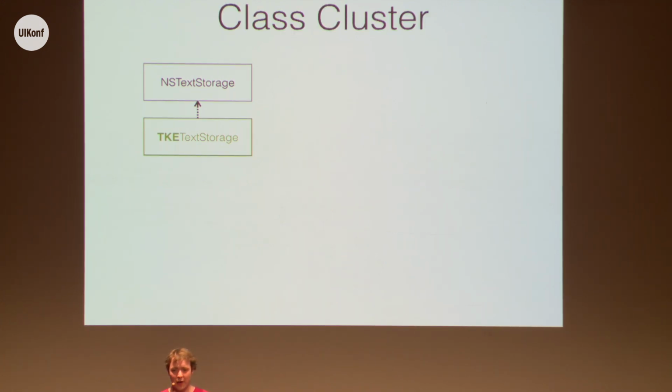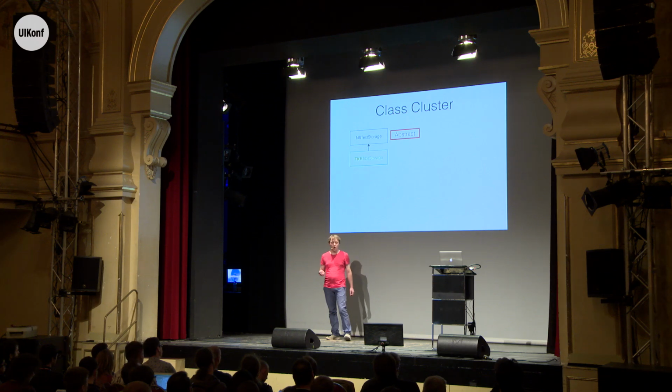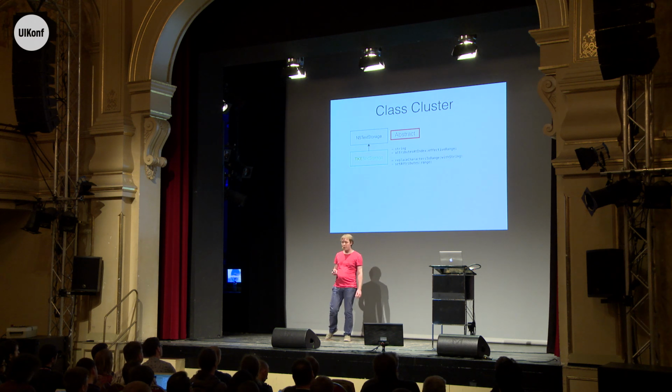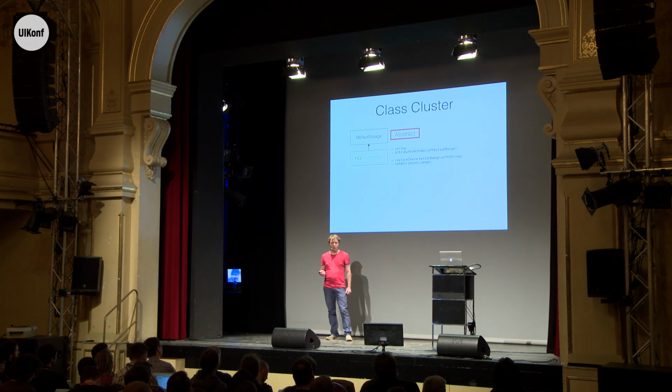Almost. You know class clusters? I hope so. If not, class clusters means that the NSTextStorage class is abstract. So whenever you just call NSTextStorage alloc init, you get a private Apple internal subclass that you may use. And when you're trying to write your own subclass, like we are now with TKETextStorage, what you have to do is implement a certain set of methods. For NSTextStorage, that is 4. We'll go through them. It's 4 very, very simple methods.